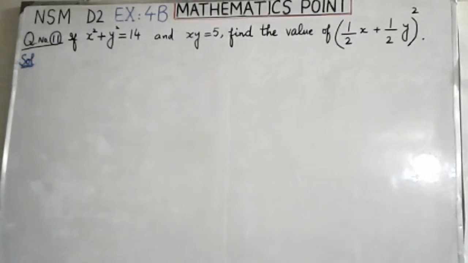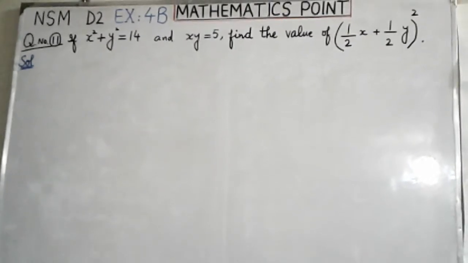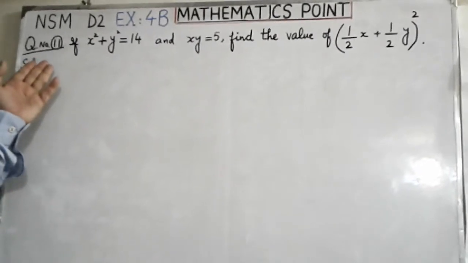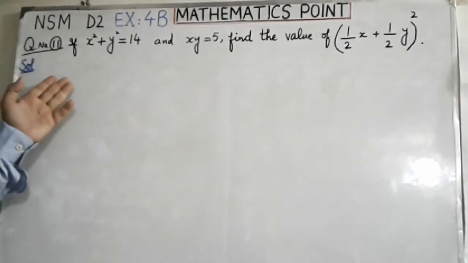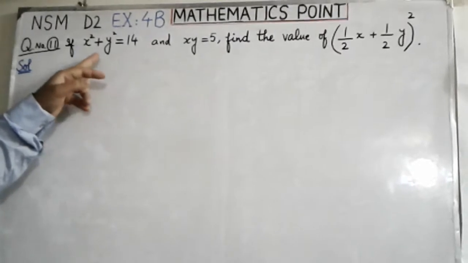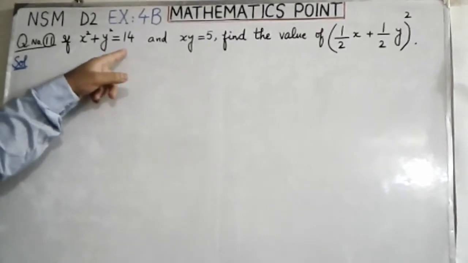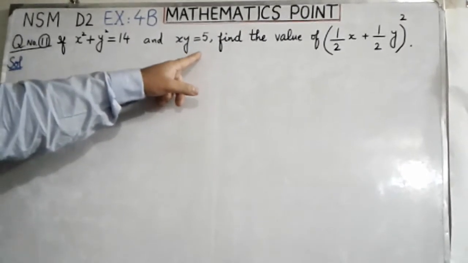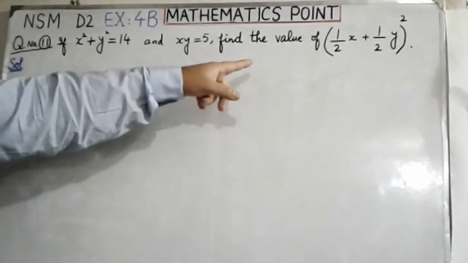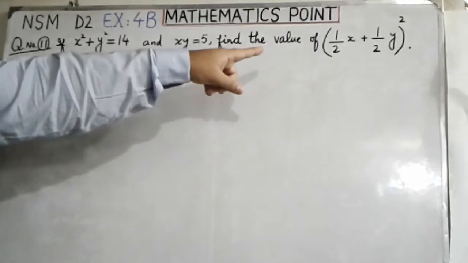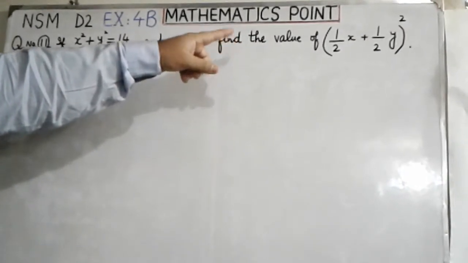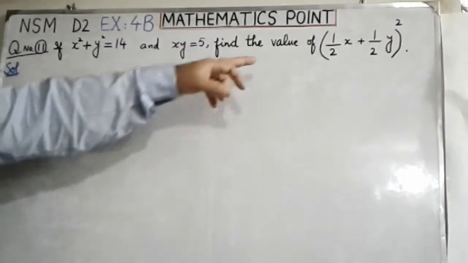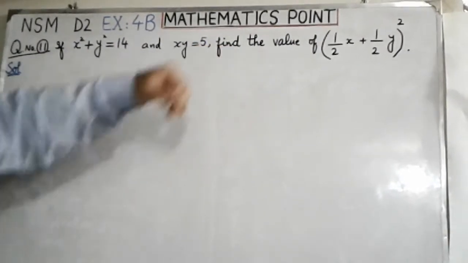Today we are going to solve questions number 11 and 12 of exercise 4b of new syllabus mathematics book 2. In question number 11, the statement is: if x square plus y square is equal to 14 and xy is equal to 5, then find the value of the expression 1 by 2x plus 1 by 2y whole square.